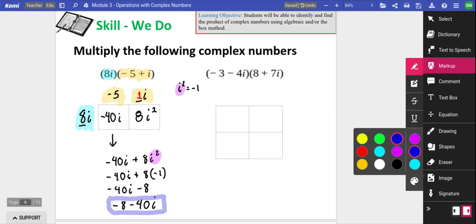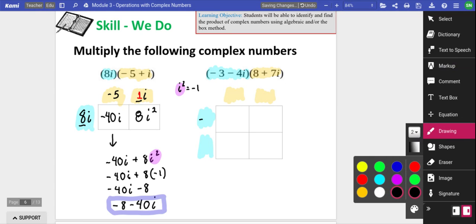Problem number 2. We will start by placing the two terms in the first parentheses on the left and the two terms in the second parentheses at the top. -3 minus 4i, 8, and 7i.